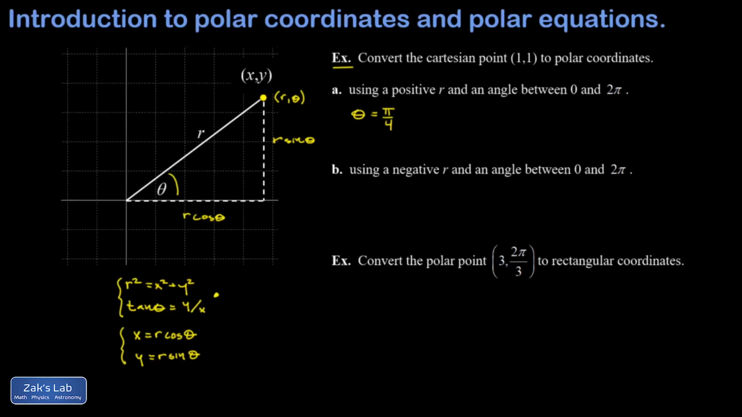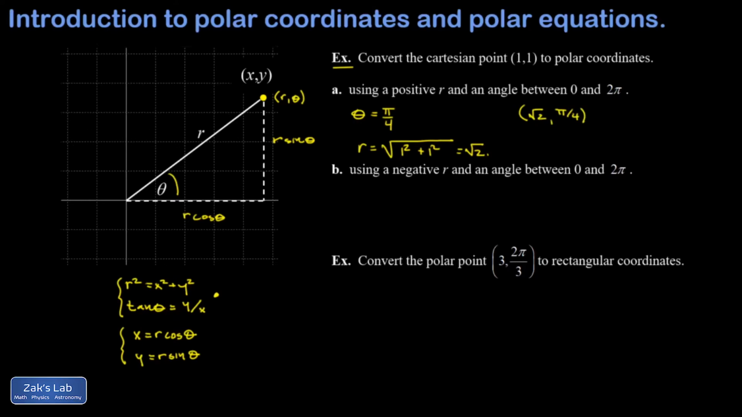And what about the r? It just comes from the Pythagorean theorem, and I can say r is the square root of x squared plus y squared, 1 squared plus 1 squared. And this gives me the square root of 2. So there's my positive r and my angle of pi over 4. And then when you're writing down the polar coordinates of this point, you're going to do it in the order r, theta. So this is the point root 2, comma, pi over 4.